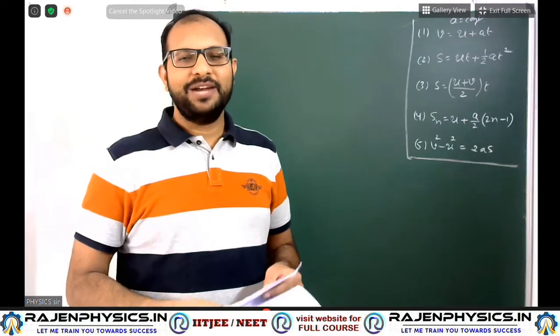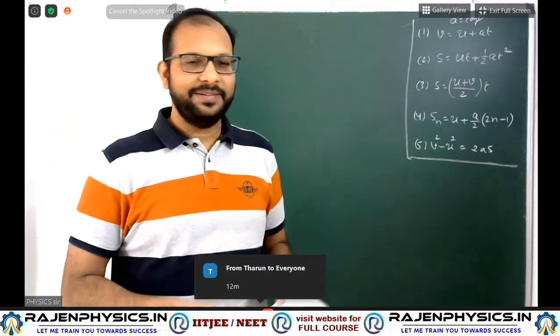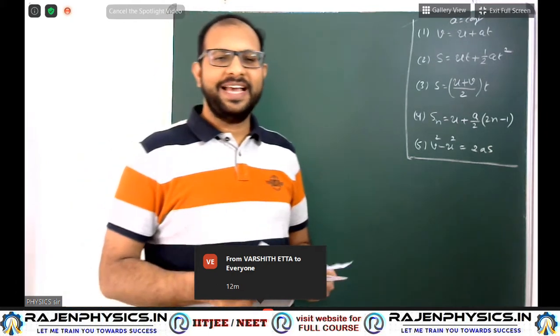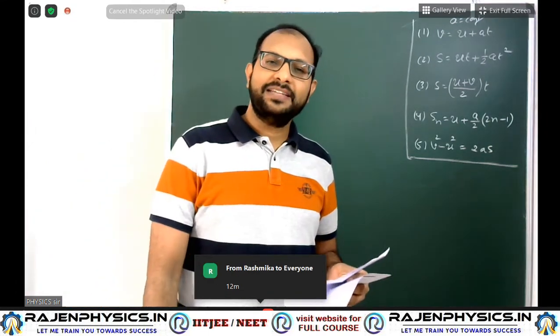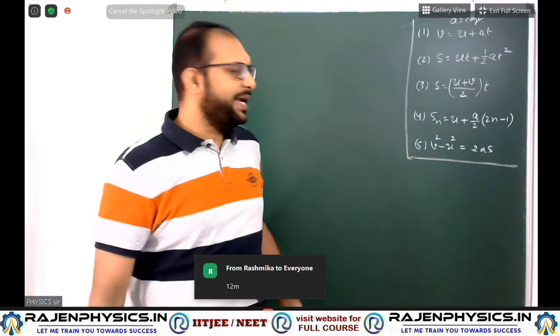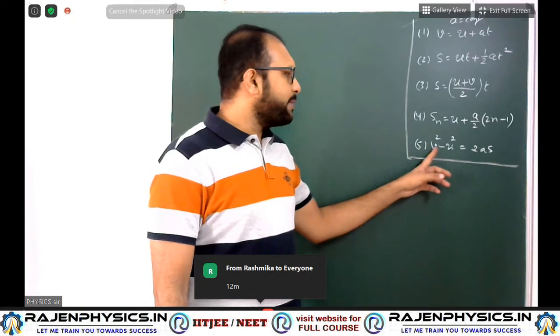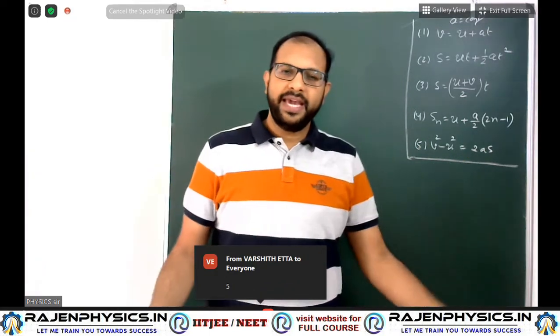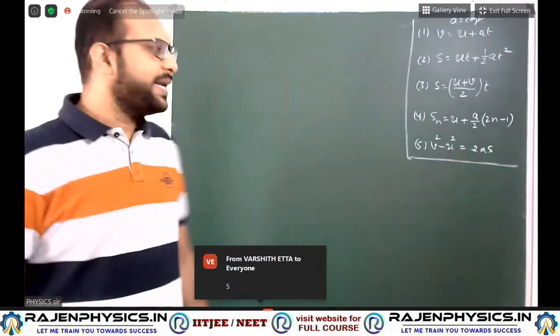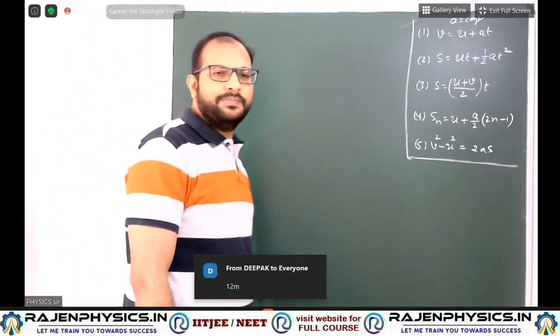Any student solved this? Please now show your answer. Many students completed. Excellent. 12 meter is the right answer. Here, students, which equation do you need to apply? v square minus u square equal to 2as, equation number 5.